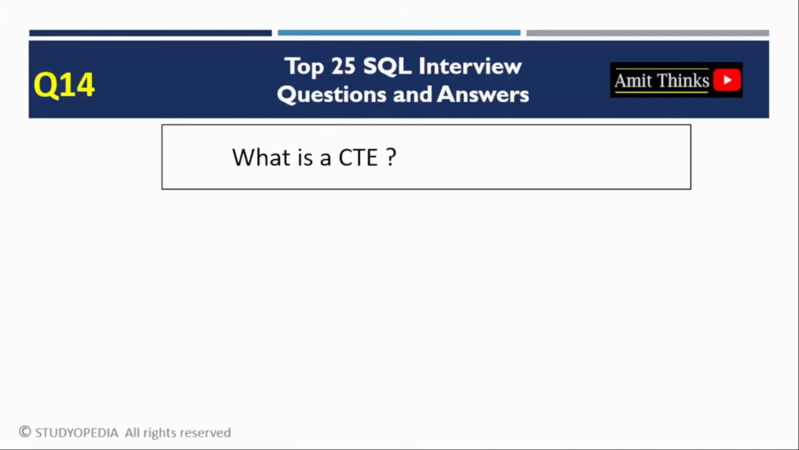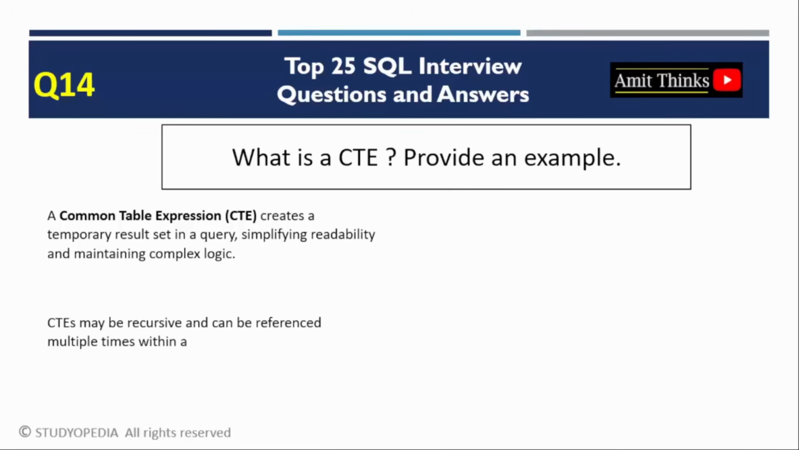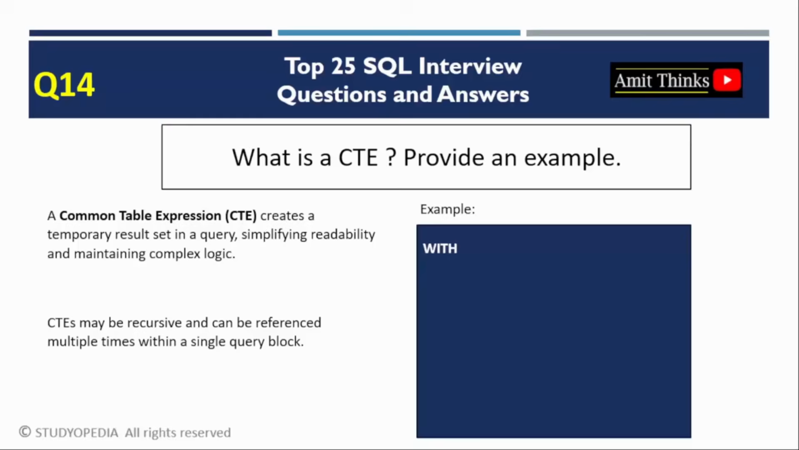Question 14. What is a CTE in SQL? Provide an example. A CTE is a common table expression. It is a temporary result set defined within a query. It improves readability and simplifies complex queries. CTEs can be recursive and are reusable within the same query. Let us see an example.